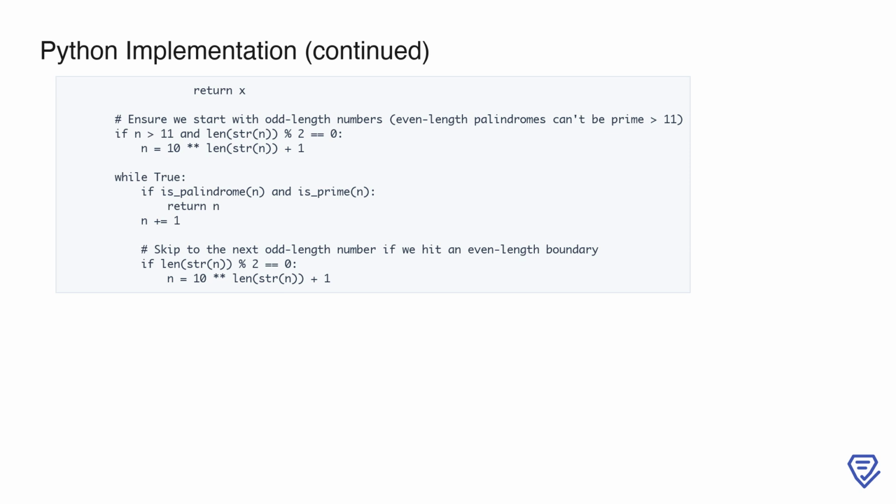Inside the loop, we check if n is both a palindrome and a prime using the helper functions. If both conditions are true, we return n as the result. Otherwise, we increment n by 1 to test the next candidate.